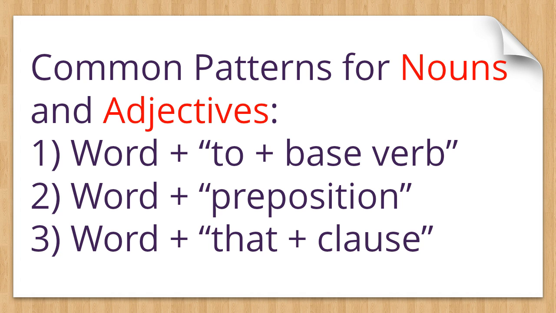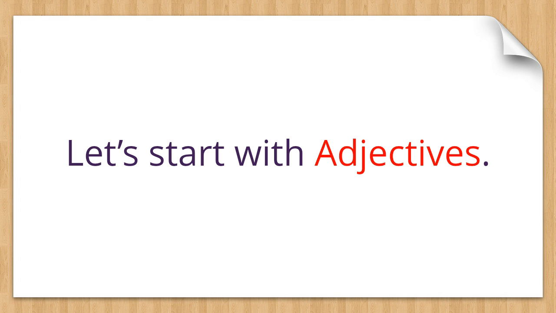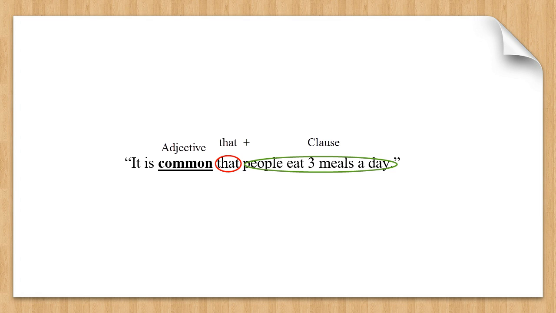I'm going to show you some word pattern mistakes that my students have made. I've been teaching IELTS for more than 5 years, and so I've compiled the mistakes of many of my students. Let's start with adjectives. What's wrong with this sentence? It is common that people eat 3 meals a day. Let's take a look at the word pattern for the adjective common.